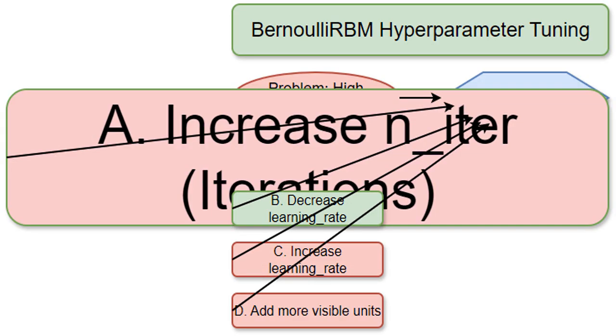Increasing n_iter, the number of iterations, gives the RBM more time to learn. Think of it like giving a student more time to study for a test. With more time, they can potentially learn more and perform better. A higher iteration count allows the model to refine its weights and biases, leading to a more accurate representation of the data and potentially lowering the reconstruction error.